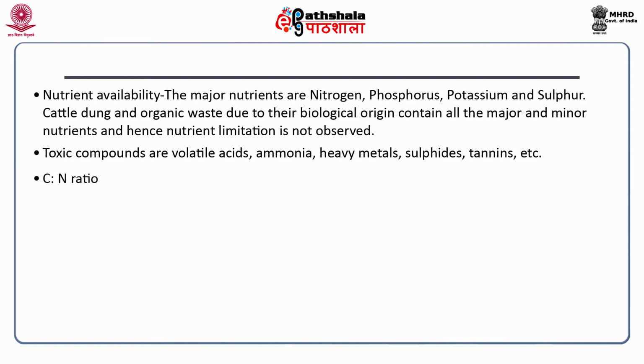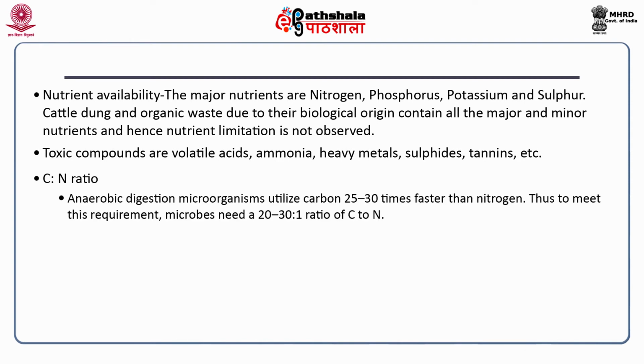The C/N ratio is an important parameter in biogas production. The anaerobic microbes need a 20 to 30:1 ratio of carbon to nitrogen, with the largest percentage of carbon being readily degradable for anaerobic digestion.